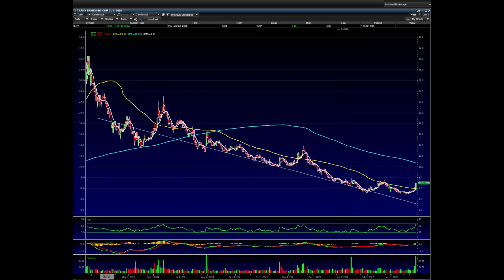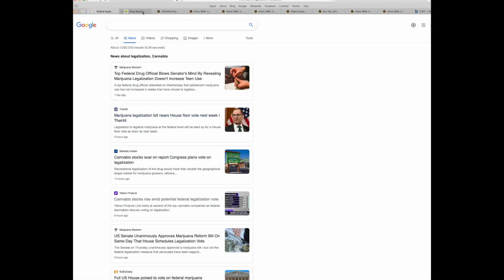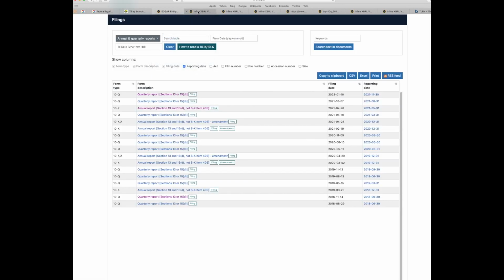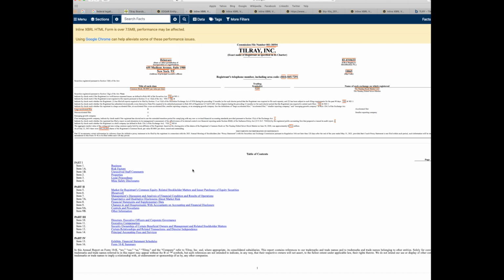But on the 1 year chart, I want to go over some of the reasons. First of all, when we're looking at these charts, there's no split in the history of TLRY, so that's an organic chart. It's not reverse split adjusted or anything. Those $300 prices we just saw. So let's go over some of the dilution.